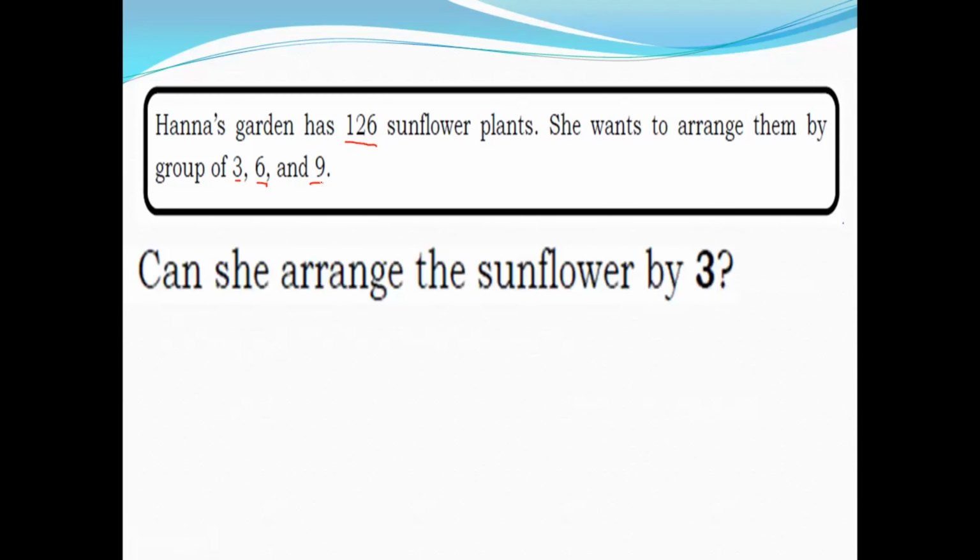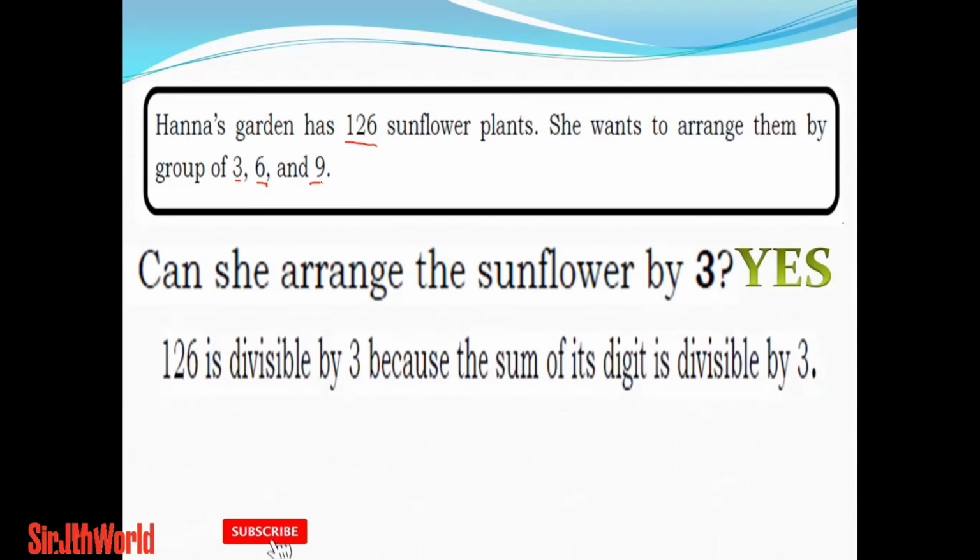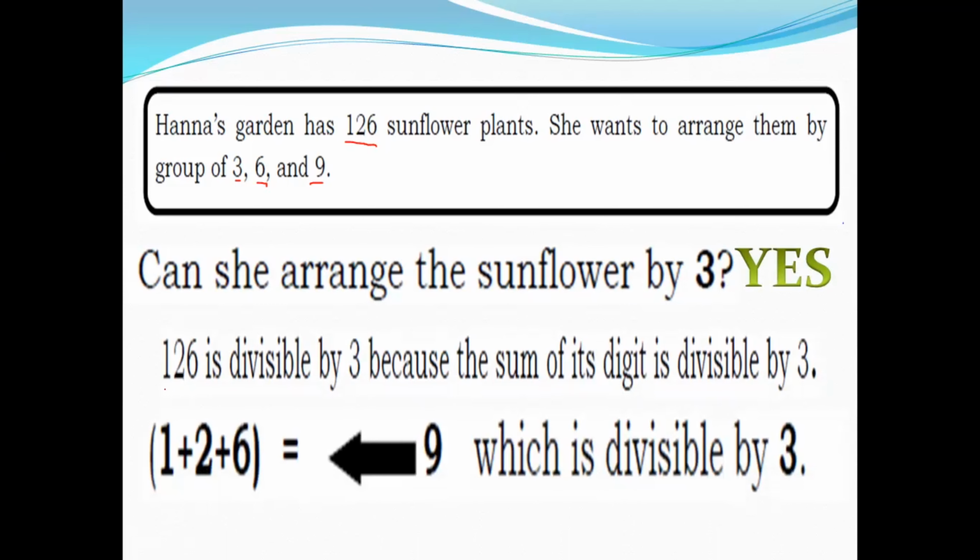So, can she arrange the sunflowers by 3? The answer is yes. So, how? 126 is divisible by 3 because the sum of its digits is divisible by 3. So let's see. If we add 1 plus 2 plus 6, we're going to get the answer 9. Just like our first rule, if the sum is divisible by 3, it is divisible by 3. So we can apply the divisibility rule of 3. So 9 divided by 3 is 3. So 9 is also a multiple of 3.